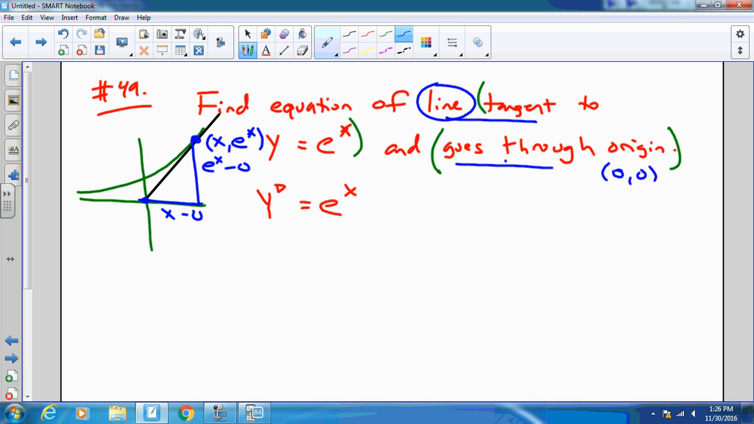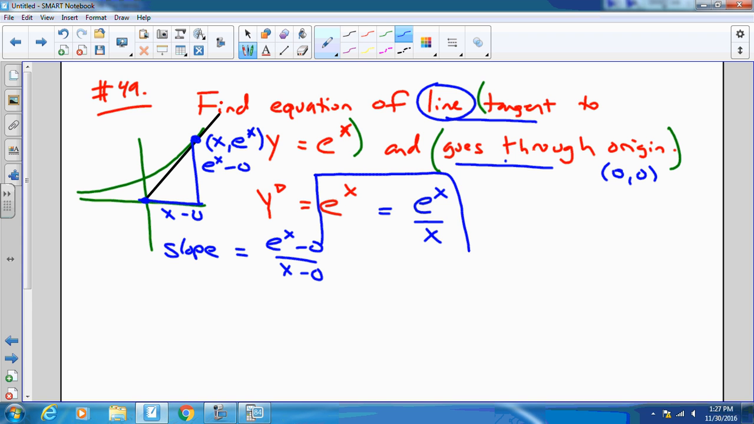And now, what did you do with that? That's where I stopped. Oh, you're so close. This is the slope of that tangent line. This is also the slope of that tangent line. So absolutely, I can set these two equal to each other. Now when I set these two equal to each other, how can I solve this equation?